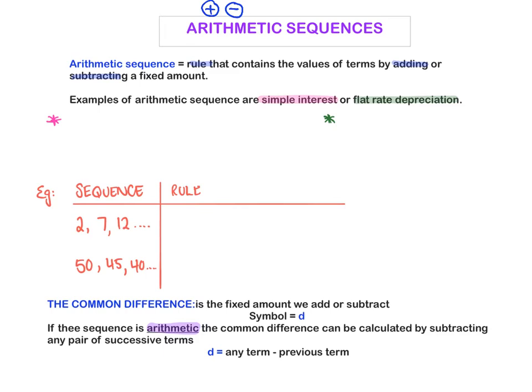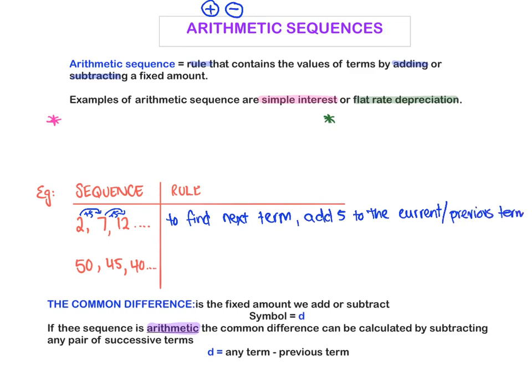All right, so if we look at this first sequence here, we're going 2 to 7, so what's been added there? 5. And you can see that 5's added here. So the rule for this sequence, you'd say, to find the next term (remember, each little number is called a term), you would add 5 to the current or the previous, whichever way you want to look at it, term.